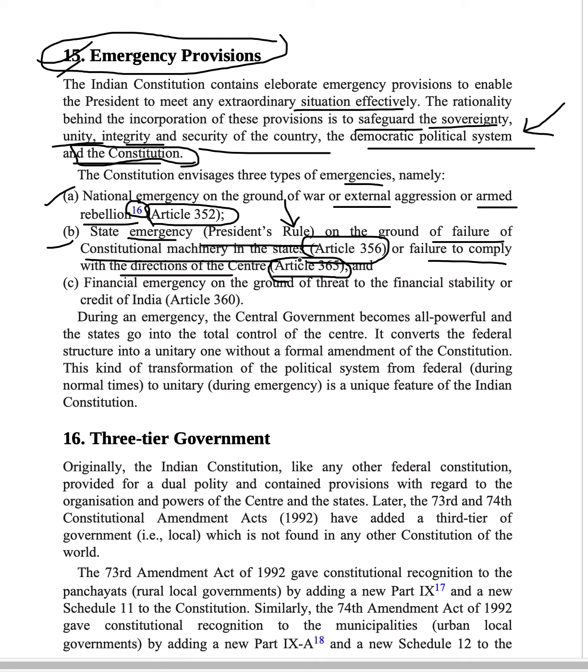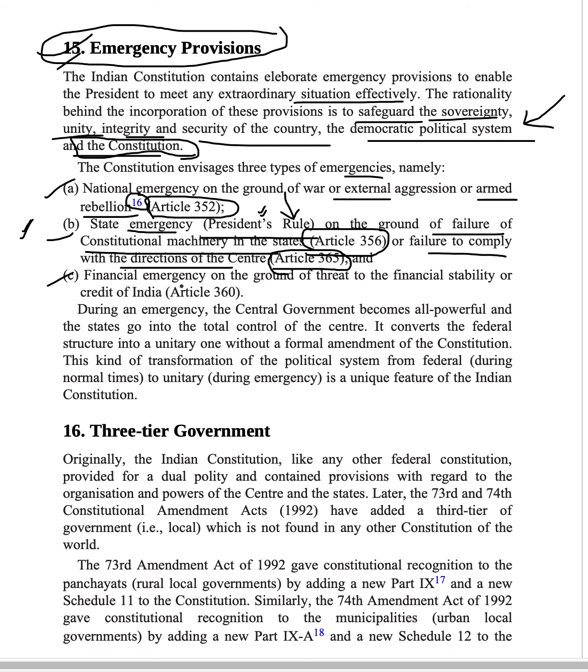Or else if the constitutional machinery fails in the state itself, if the state is not ruling according to the Constitution of India, then also this emergency can be imposed. If this particular emergency is imposed, the state legislative assembly dissolves, and the government directly comes under the president.